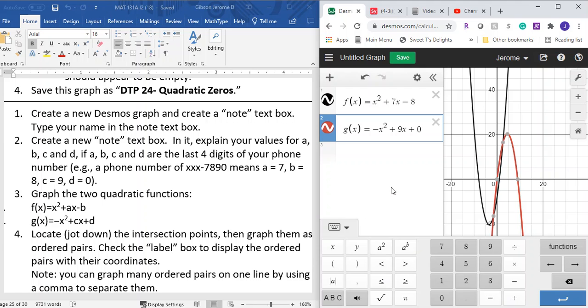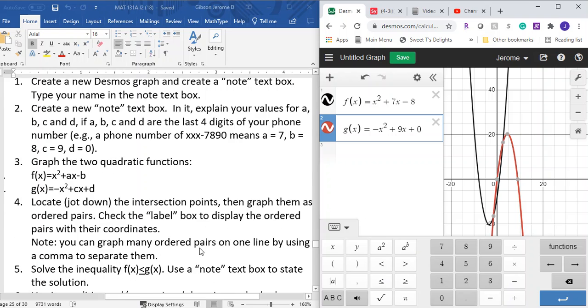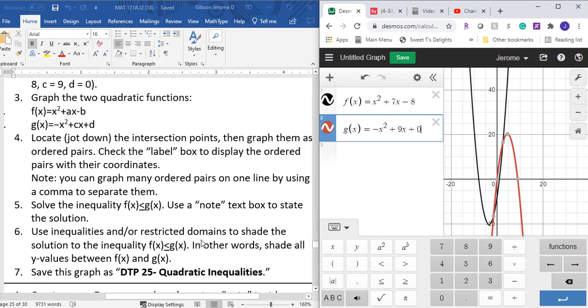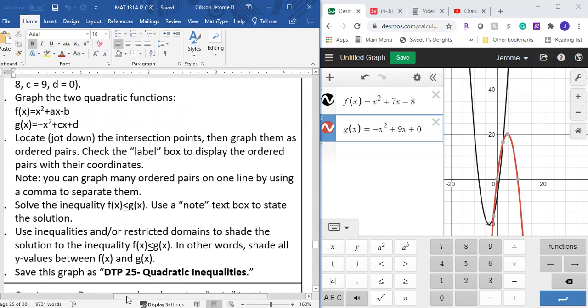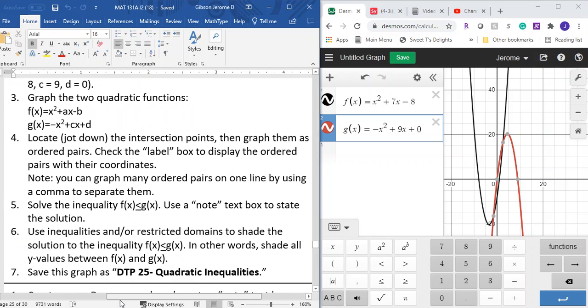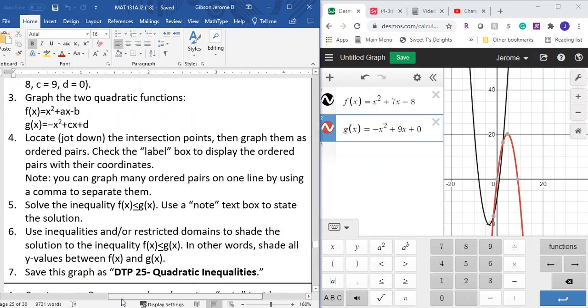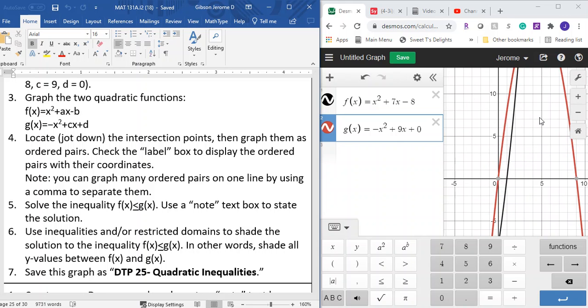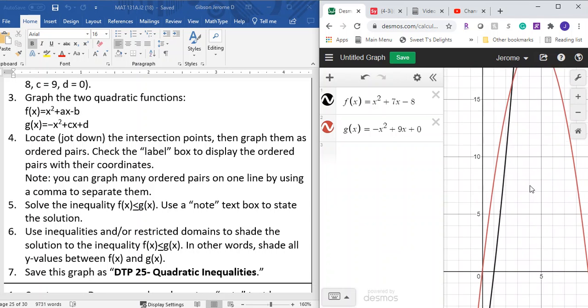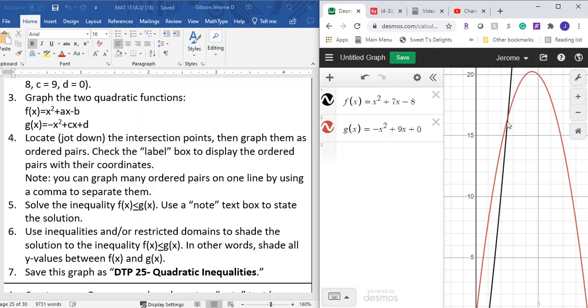Okay, so now it says for number 4, locate, jot down the intersection points, then graph them as ordered pairs. Check the label box to display the ordered pairs with their coordinates. Okay, note you could graph many ordered pairs on one line by using a comma to separate them. Okay, I have to pull this graph down. Okay, we want to deal with their intersection points. Here's one intersection point here.